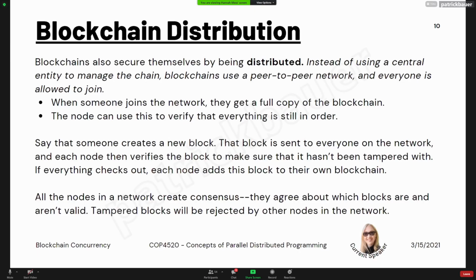Say that somebody creates a new block. That block is going to be sent to everyone on the network who has their own copy of the entire blockchain. And each node is going to verify the block to make sure that it hasn't been tampered with. If everything checks out, each node adds this block to their own blockchain. All the nodes in a network are going to create a consensus, and they'll agree about which blocks are and aren't valid. Tampered blocks will be rejected by other nodes of the network.